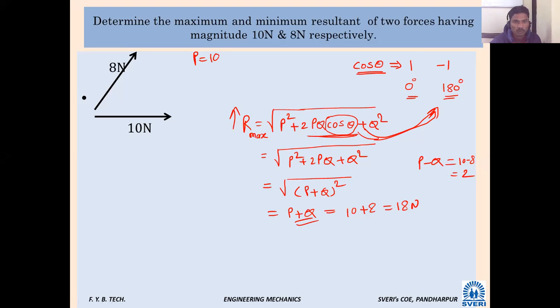Otherwise we will solve tomorrow, with P equal to 10 Newton and Q equal to 8 Newton. If the angle becomes 0, both forces act in the same direction. This will be the first force of 10 Newton, and the second force of 8 Newton overlaps it in the same direction. In that way it will be. Getting?